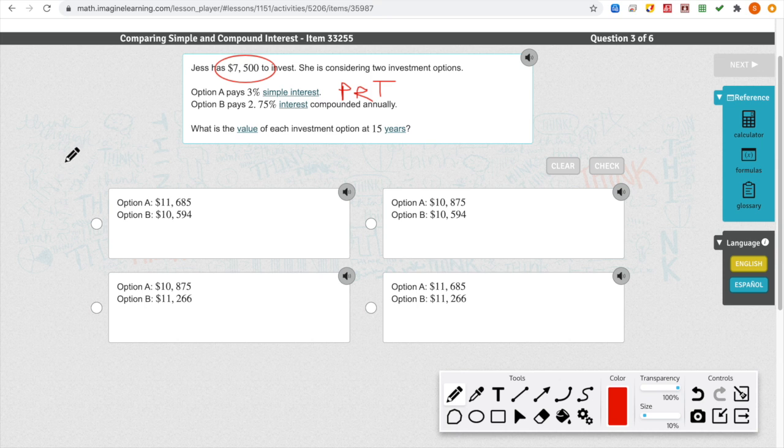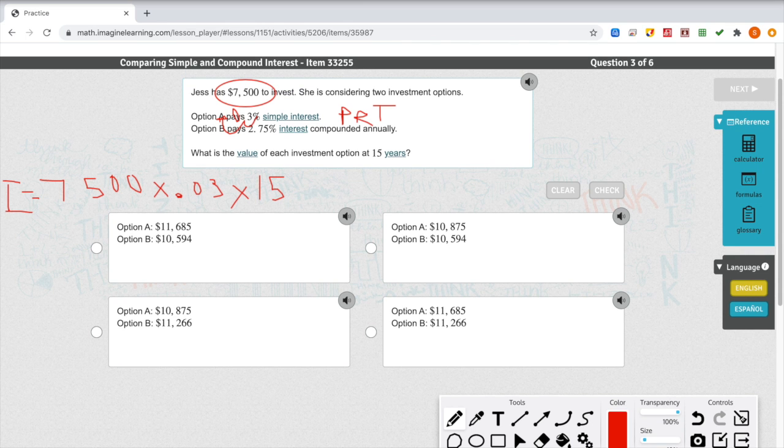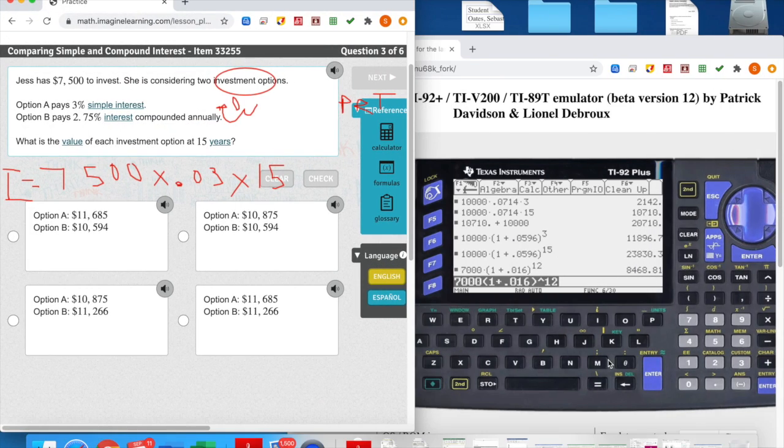So our principal for option A will be 7,500 times our rate. So this is a percent. We need to turn it into a decimal, so over 1 over 2. We're going to have 0.03 times our years, which will be 15. So we have to remember that this is simple interest, so what this is going to come out to is just the interest. So we're going to go ahead and solve this and find out how much interest this account will get.